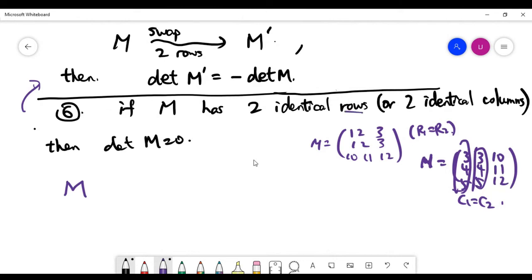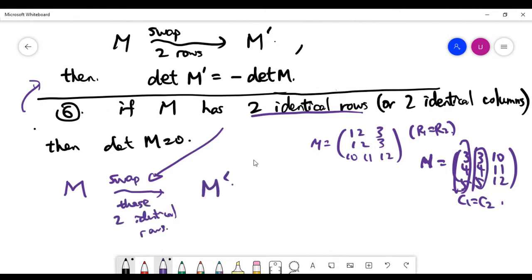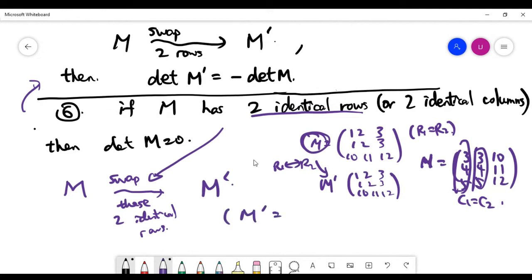Let's say now M has two identical rows. What you can do is swap these two identical rows to get a new matrix M prime. So please think about it. For example, if you have the M now, what you are doing is swapping row 1 and row 2, and you are not changing the matrix at all, right? Because I'm forcing you to swap two rows that are originally identical. So it's obvious that M prime, of course, is the same as M. You are not changing the matrix at all.